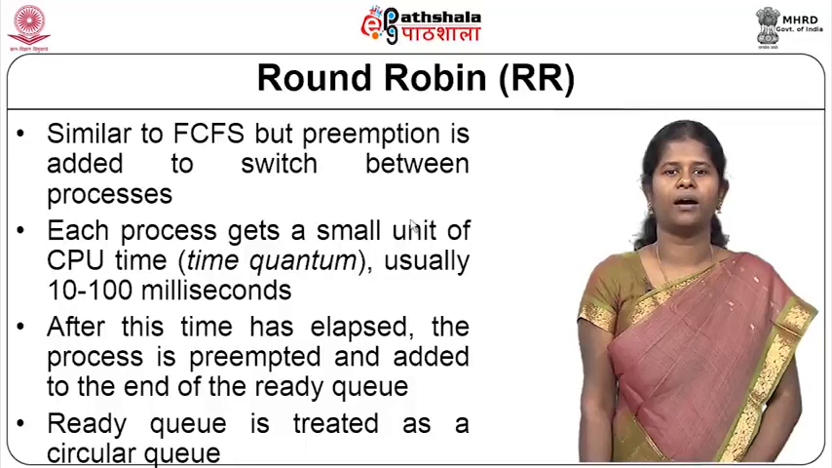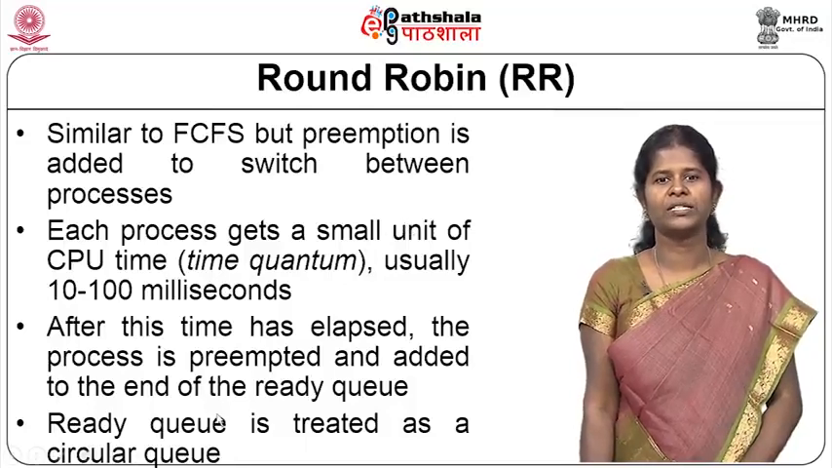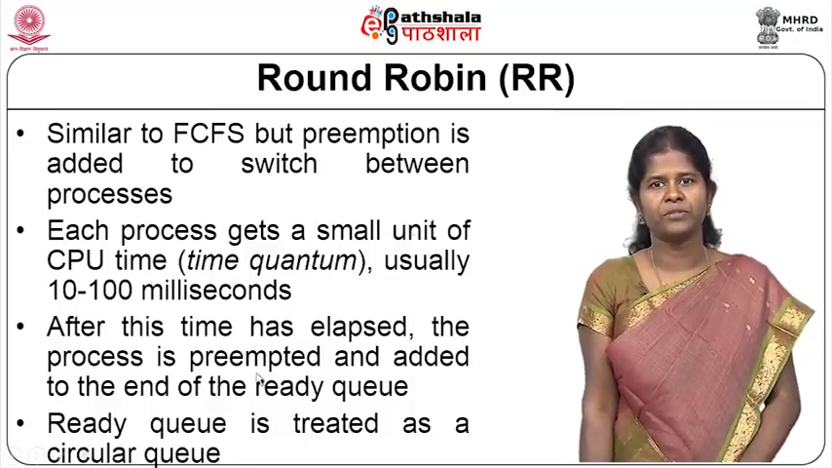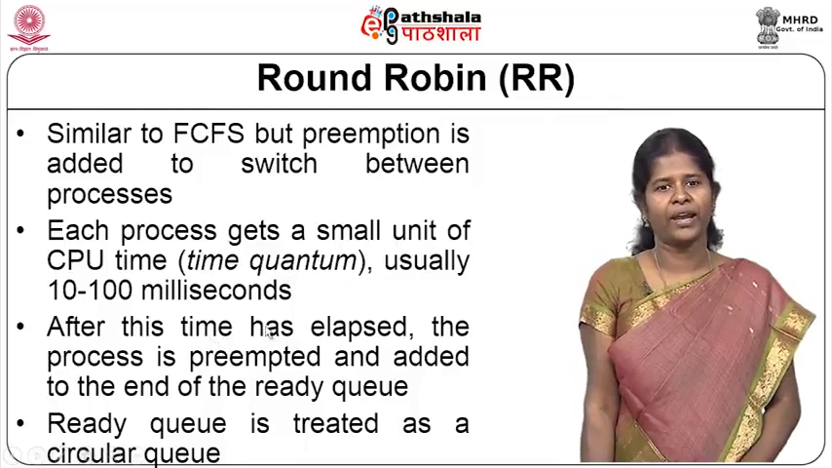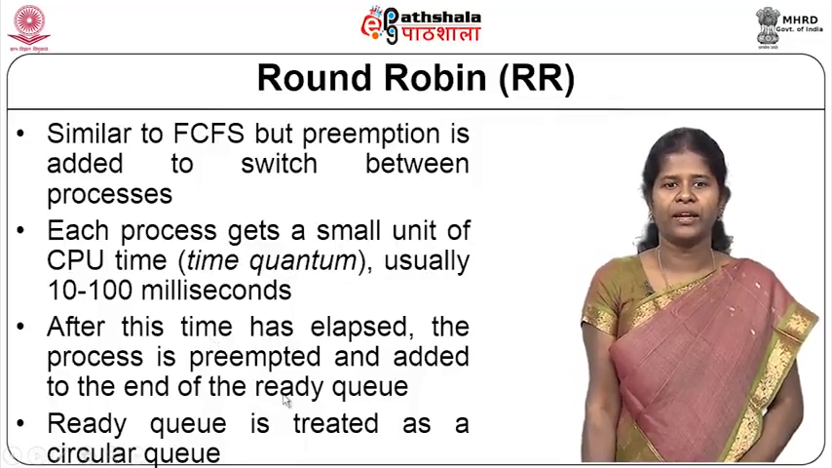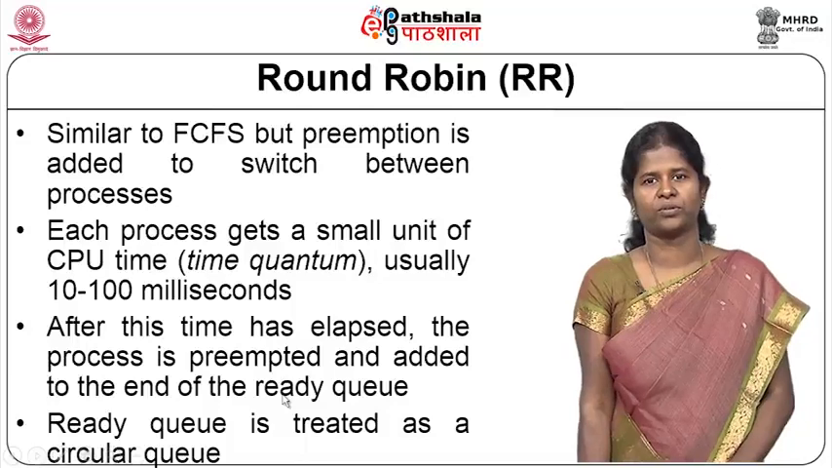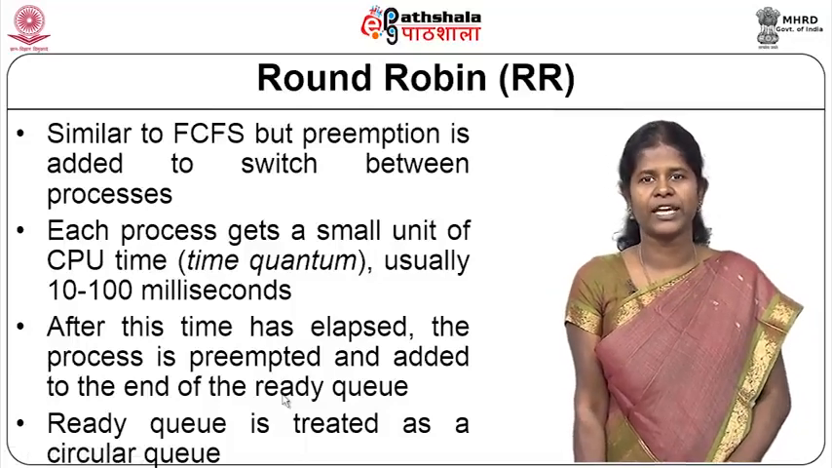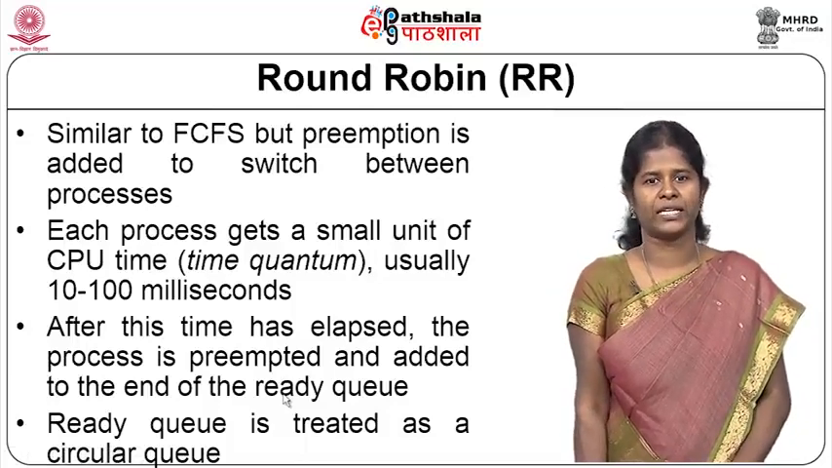And this process, after its time has elapsed, will be preempted and added to the end of the ready queue, and the ready queue is generally treated as a circular queue. So, one after the other, each process will get the CPU.